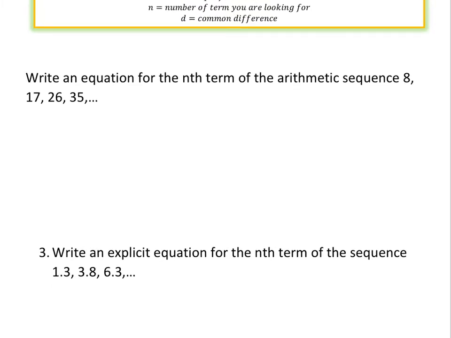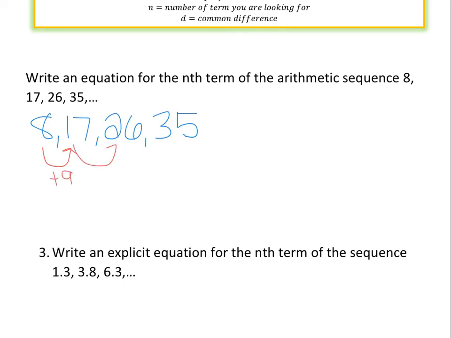It says write an equation for the nth term of the arithmetic sequence 8, 17, 26, and 35. How can we go from 8 to 17? We can add 9. What about 17 to 26? Adding 9 again. Same thing, 26 to 35, adding 9. So we know that this is an arithmetic sequence.